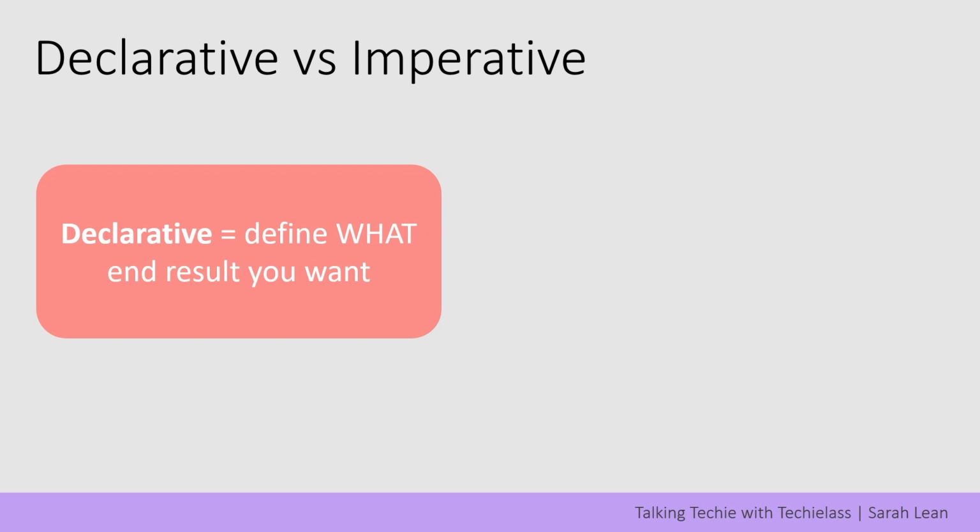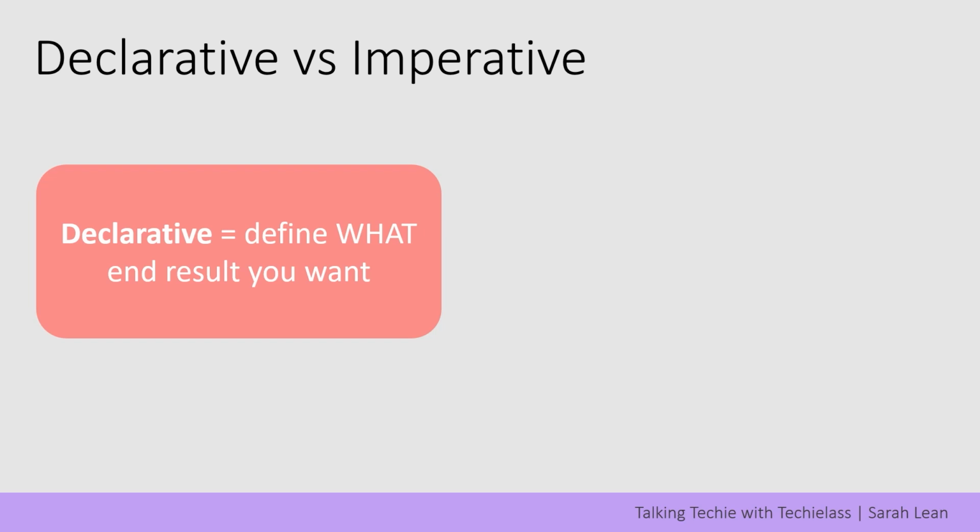For example, using a declarative approach in infrastructure as code, you would specify the desired configuration of a virtual machine. You would declare things such as its size, its operating system, and its software packages. You would then let your infrastructure as code tool determine the exact steps needed to create it. Terraform follows a declarative approach in infrastructure as code.